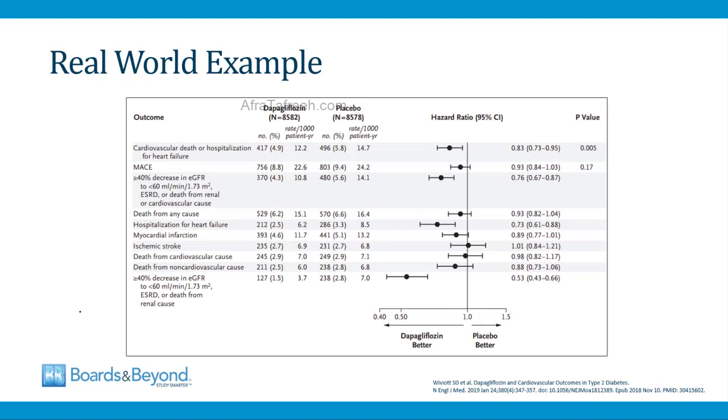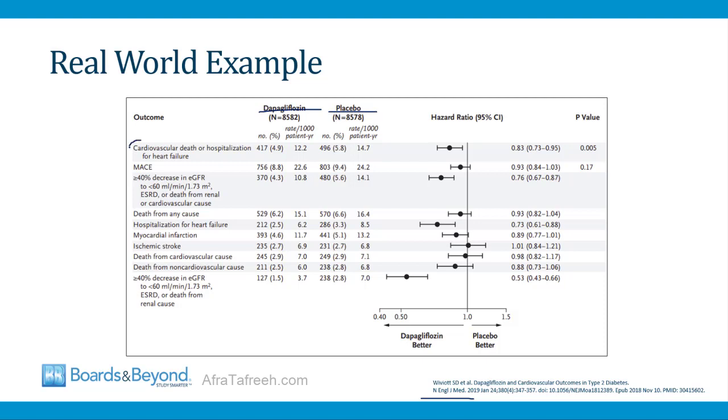And I'll finish with this one slide to show you a real-world example of how you can apply the concepts we talked about in this video. So this slide is from a clinical study published in New England Journal of Medicine in 2019. It was a randomized trial of patients with heart failure, and patients were randomly assigned to receive either the diabetes drug dapagliflozin or a placebo.